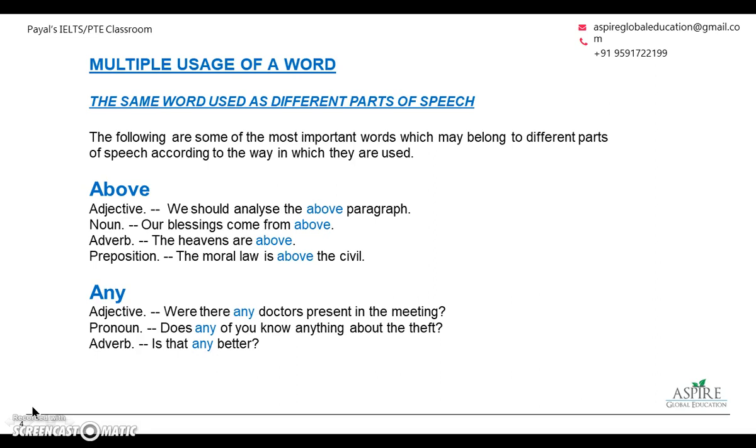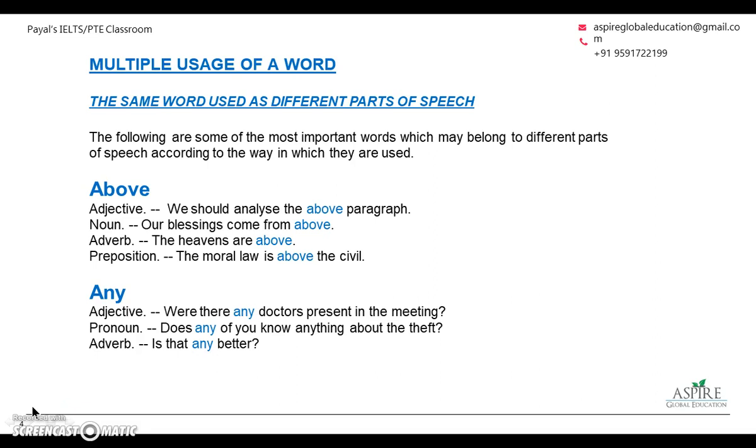The heavens are above. Where are the heavens? Above. So here it is acting as an adverb because it is defining the place. So it's an adverb of place. The moral law is above the civil. Usually the word above is used to define the situation, but here above means probably it is at a higher rank than civil. So here it is acting as a preposition.